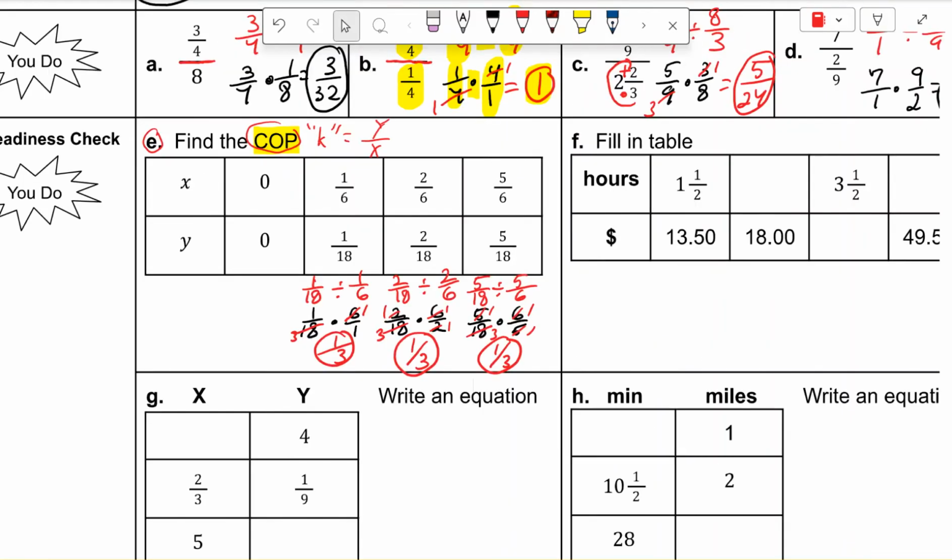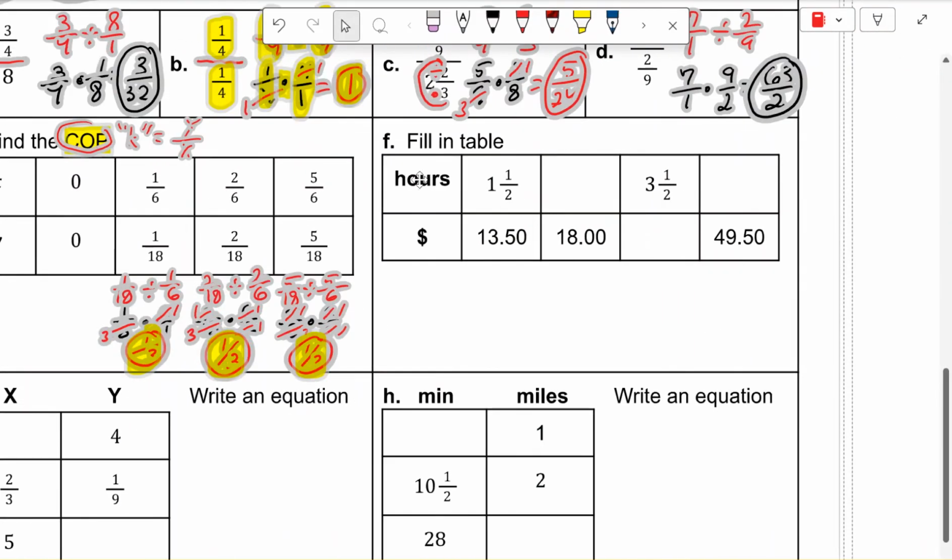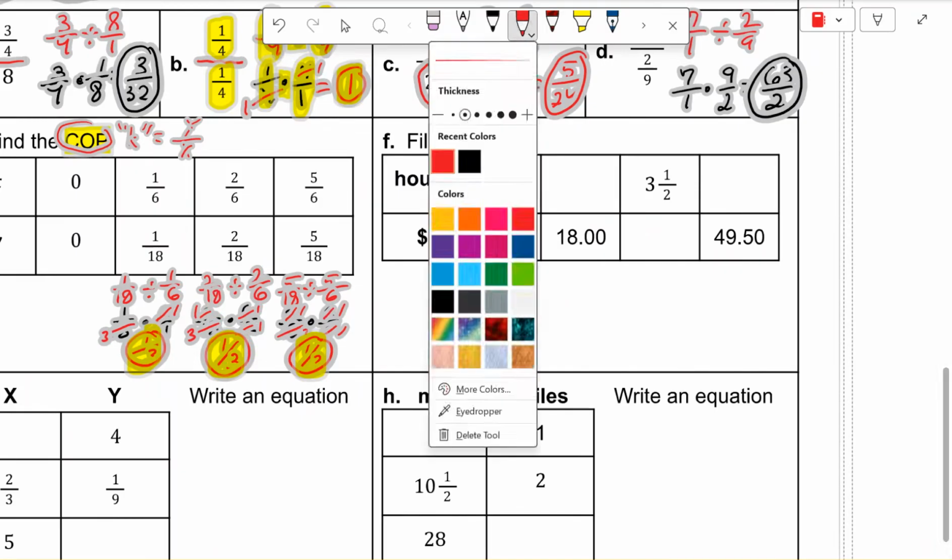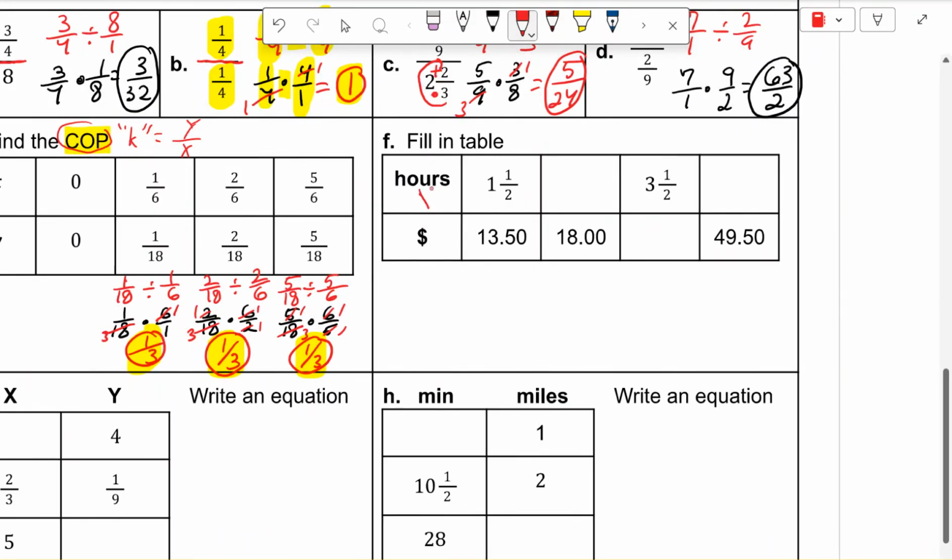All right, went through all the process using the multiplicative inverse property and found that they are all 1/3, and so that I know the COP is 1/3. All right, it's time for F now. It says fill in the table. This one you have missing pieces. You have hours and money, and remember, your hours, time, is usually the x value. So this is your x's, and these are your y's. So there's only one spot here to find your COP, what you need. So use this one right here. Pause now and try it.